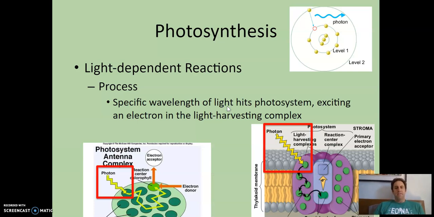So the first thing that happens is a specific wavelength of light hits the photosystem. And when it hits the photosystem, that causes an electron to jump, woohoo, to a higher energy level.